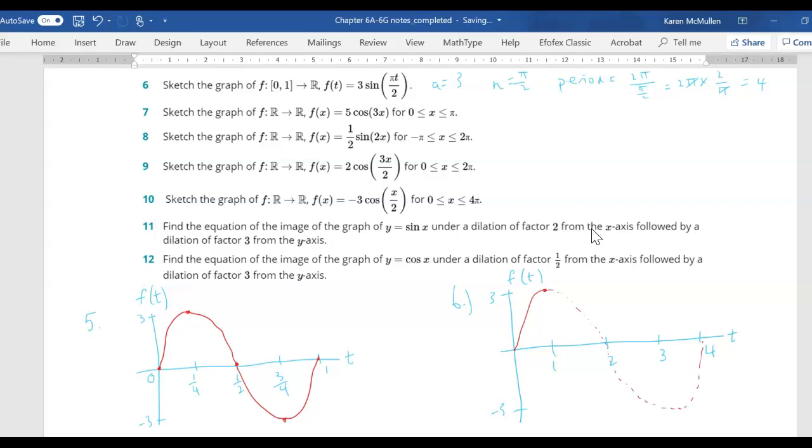So you can see how the shape of it, of question 5 and 6, they're the same shape because they're sine graphs. It's just the scale that changes depending on what your period is and depending on what your amplitude is. So for question 5 and 6, the amplitudes were the same, but the periods were different. All right, let's have a look at question 7.